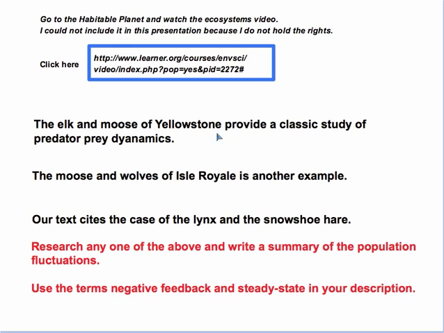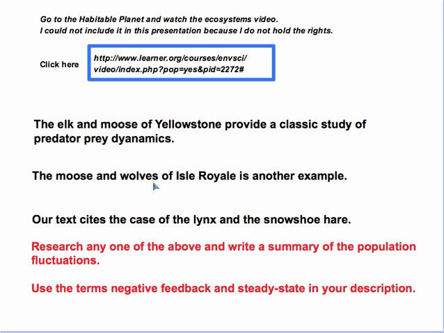There are some more classic examples, however, of the predator and prey relationship, and we don't have to limit ourselves to Daphnia and algae. I would like you to go to the Habitable Planet and access a video here, which I do not have the rights to, so you can go ahead and watch it online, and you will find out a bit about the elk and the moose of Yellowstone Park when you look at it. Also, you can access videos of the moose and the wolves of Ile Royale, which is another classic example.